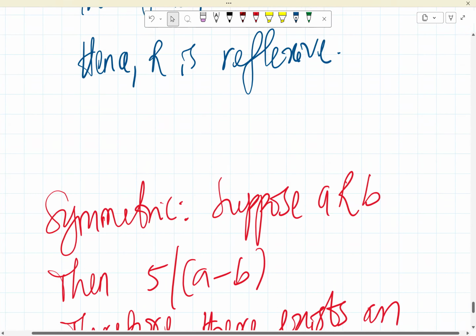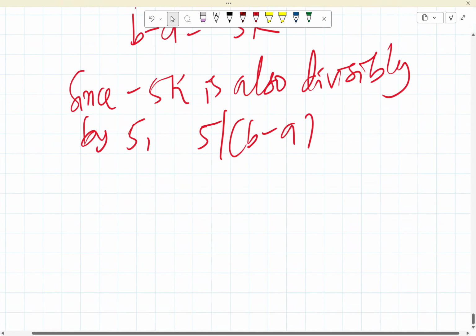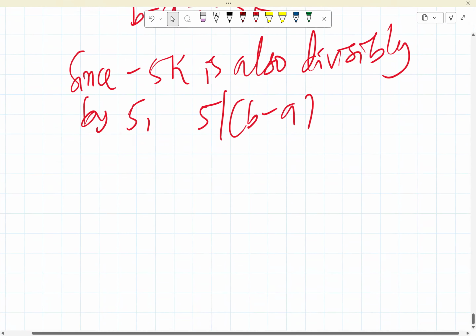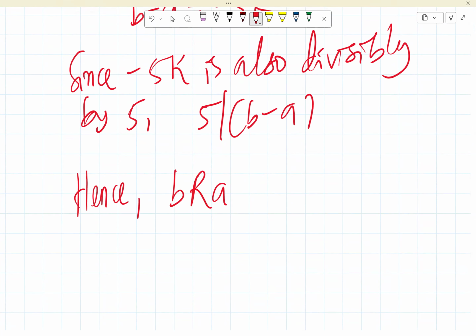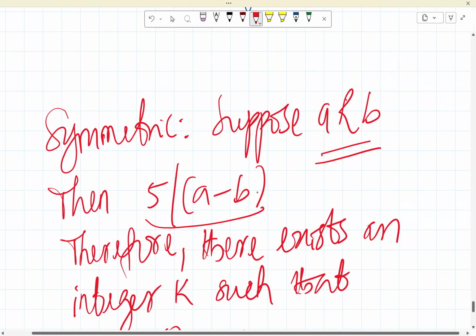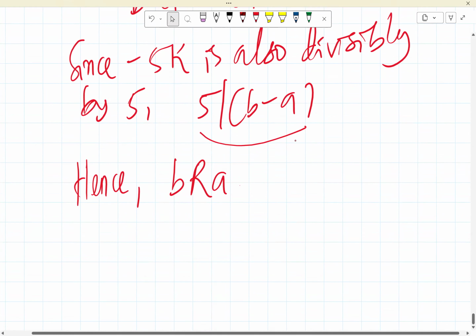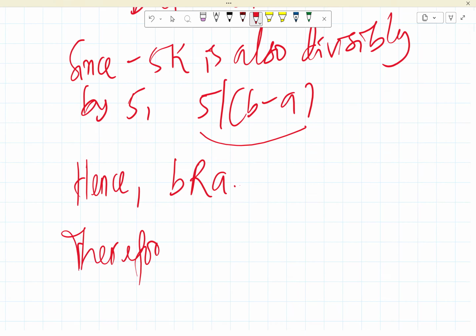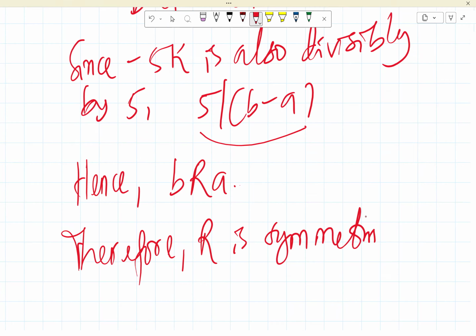So 5 divides A minus B, and then 5 divides B minus A, hence B is related to A. We started from the fact that A is related to B, and we showed that 5 divides A minus B, and we ended up showing that 5 divides B minus A. So hence B is related to A, and we can say therefore R is symmetric.